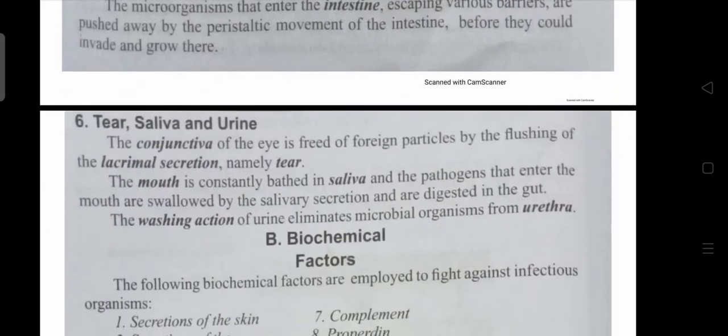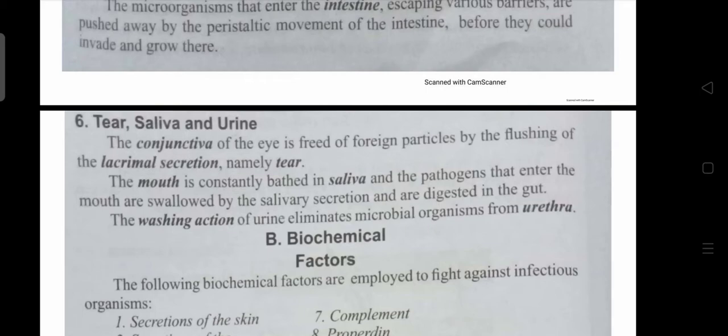Next one is very similar, that is tear, saliva, urine. Tear means the conjunctiva of the eye, which is freed of foreign particles by flushing of the lacrimal secretion, namely tear. The lacrimal gland secretes the lacrimal secretion, that is tear. Whatever is coming to our eye will be washed off by the lacrimal secretion, that is tear.